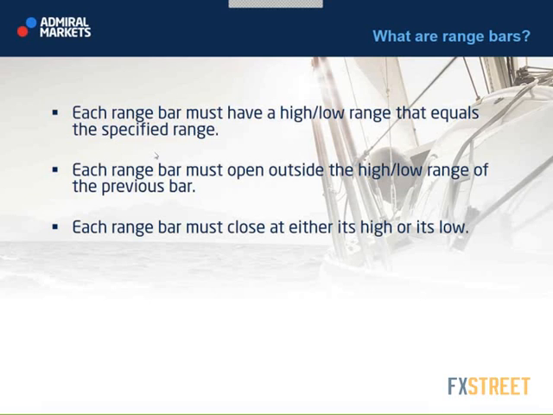For a range bar to be valid, each range bar must have a high-low range that equals the specified range. Each range bar must open outside the high-low range of the previous bar. And each range bar must close at either its high or its low. So those are the qualifications for a range bar to be valid.